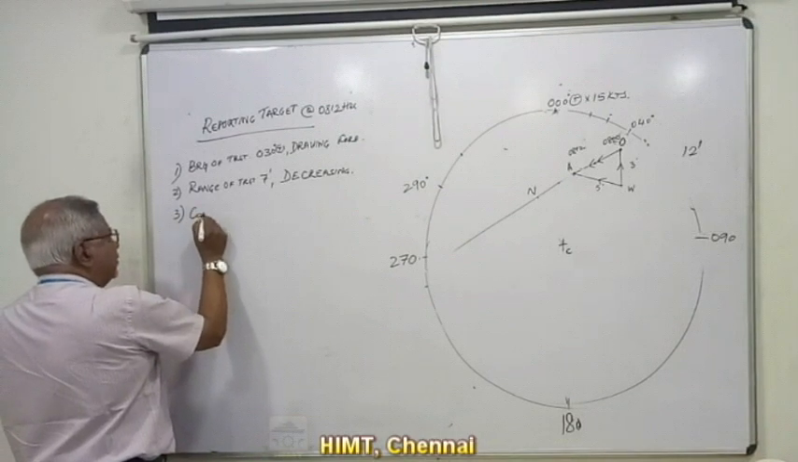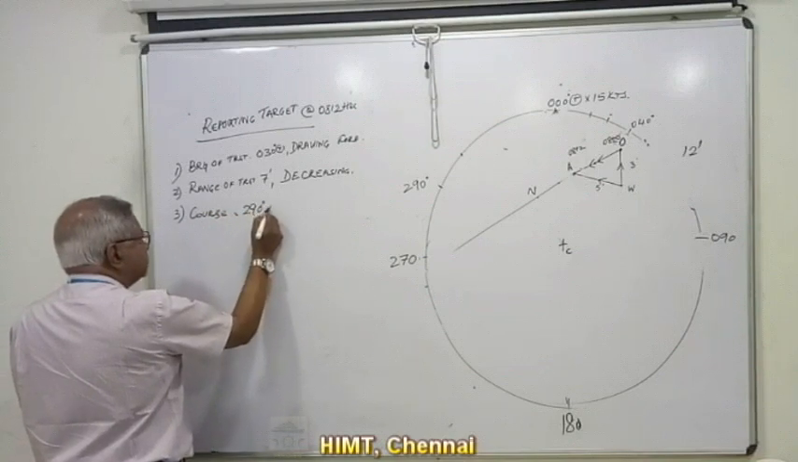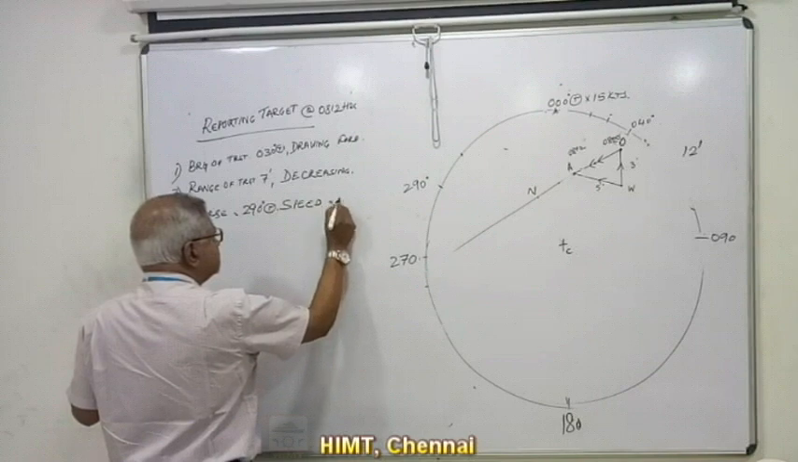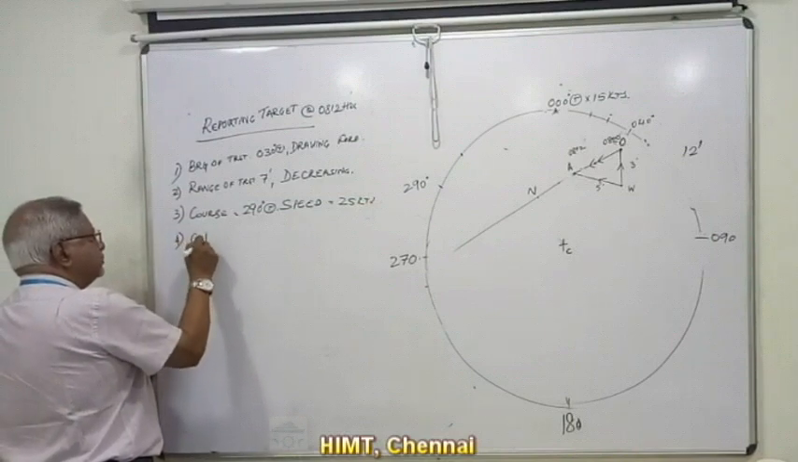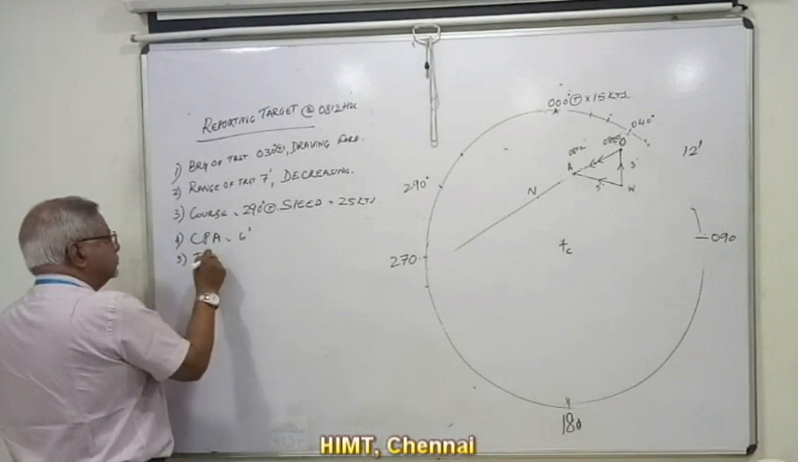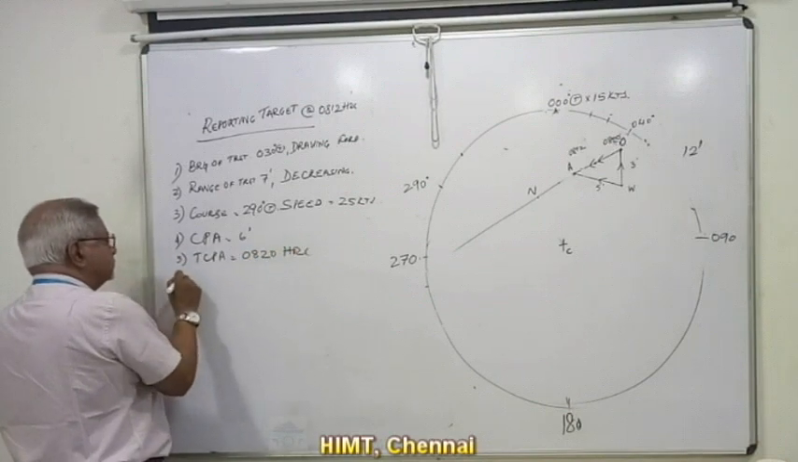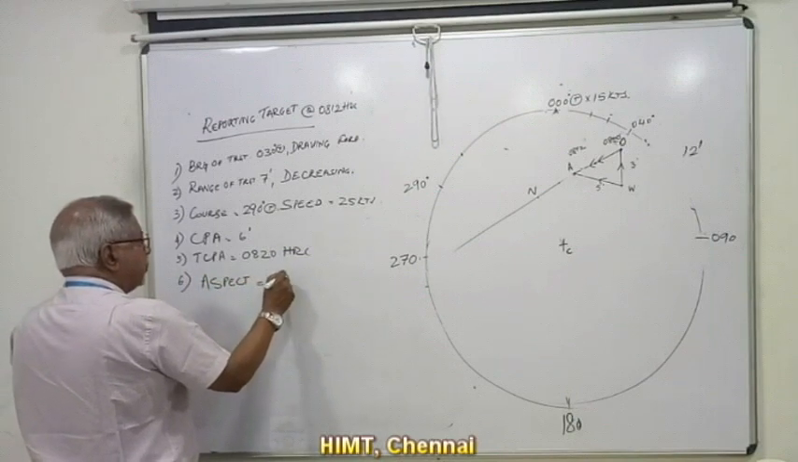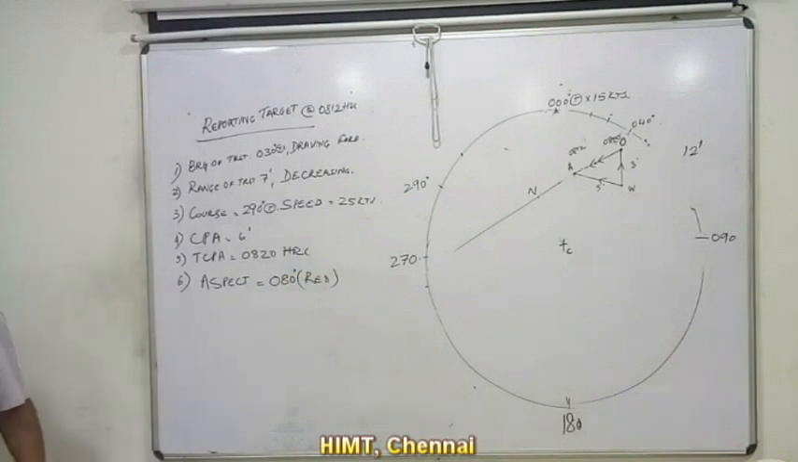Then the course and speed of the target. Course 290, speed 25 knots. That's a complete report.